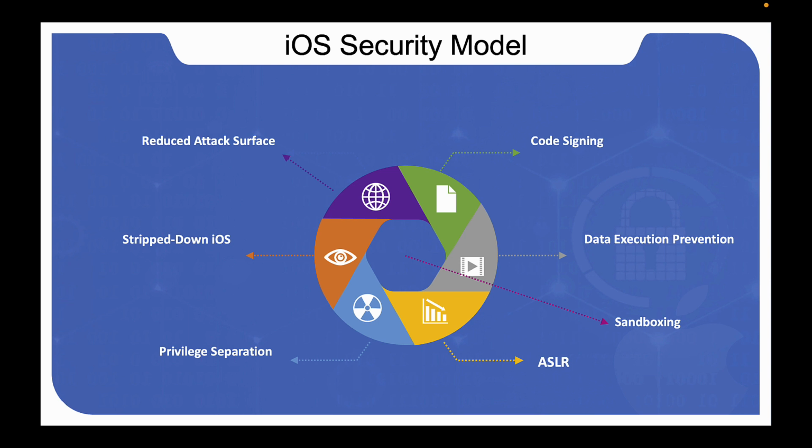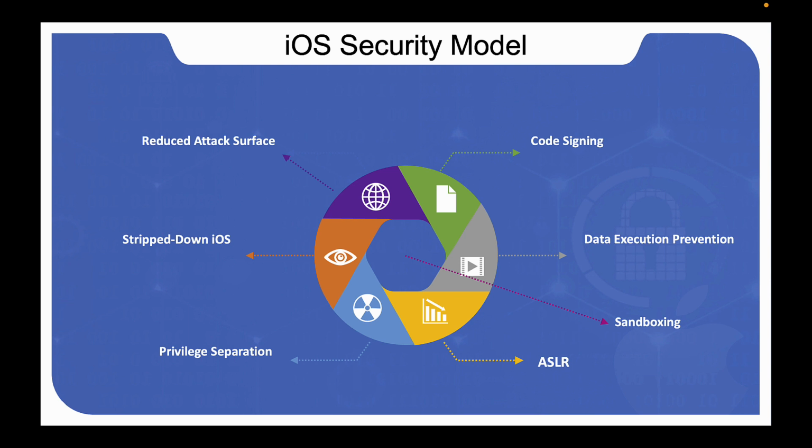So another security feature: privilege separation. iOS separates processes using users, groups, and other traditional Unix file permission mechanisms. You might be familiar with MAC and DAC access control. This is the same concept applied on iOS devices.